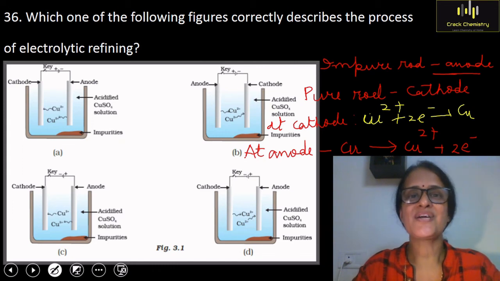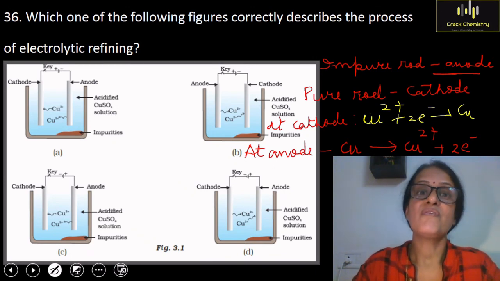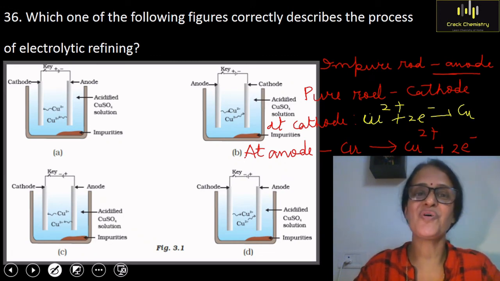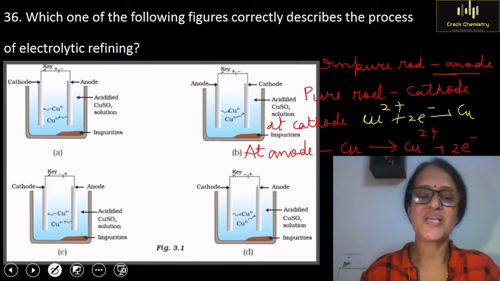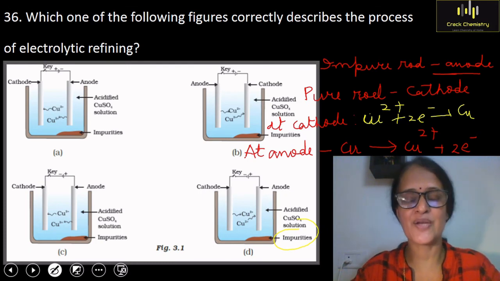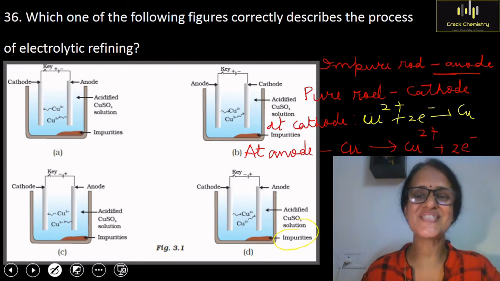At the end of the electrorefining, only impurities will be left behind at the anode. And one more interesting point I would like to share here: sometimes some precious metals like gold, silver, etc. are found to be associated with the metal. So during this process, they get deposited below the anode in the form of anode mud. So these impurities can also be used to separate these precious metals from the anode mud. I hope it is clear to you.